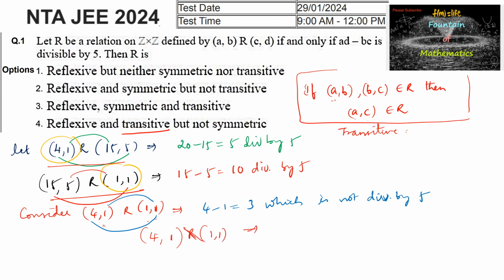And hence we can say that the relation R is not transitive. So this relation is reflexive and symmetric but not transitive. So we can go with the option reflexive and symmetric but not transitive, the second option.